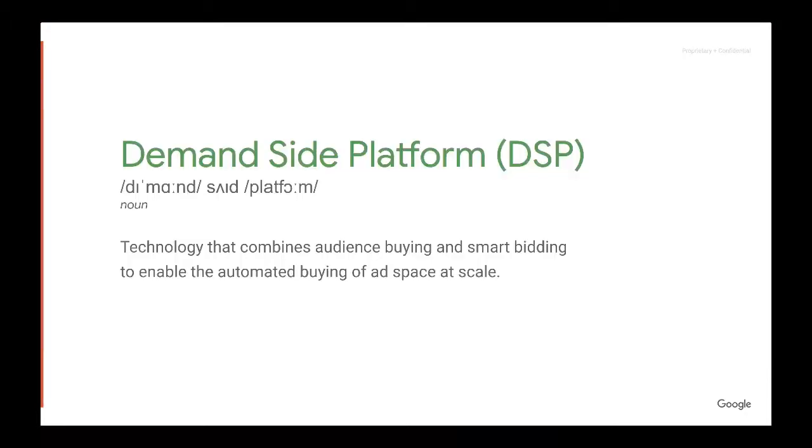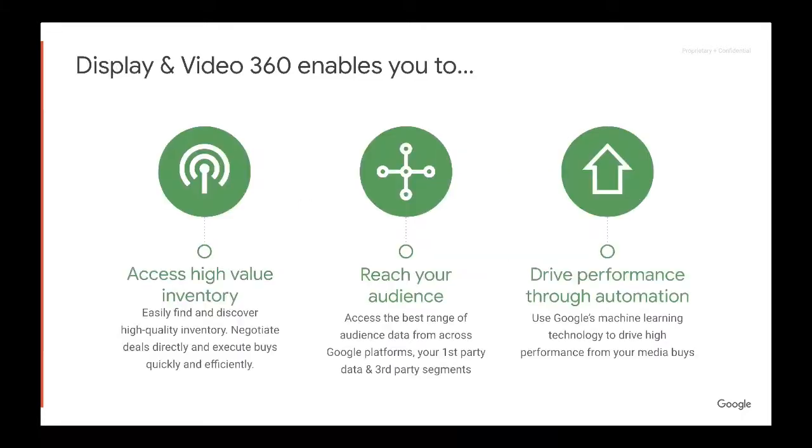So first, we need to understand what is a DSP. A DSP is a demand-side platform, a technology that combines audience buying and smart bidding to enable the automated buying of ad space at scale. And DV360 is one of the DSPs in the programmatic landscape. DV360 enables you to access high-value inventories and reach your audience to drive performance through automation.